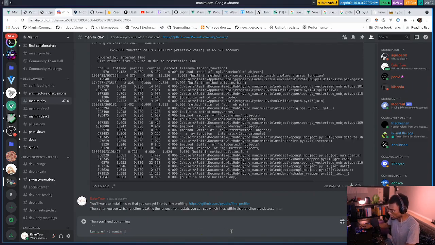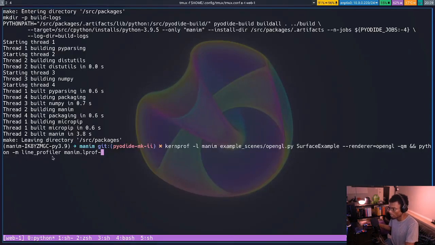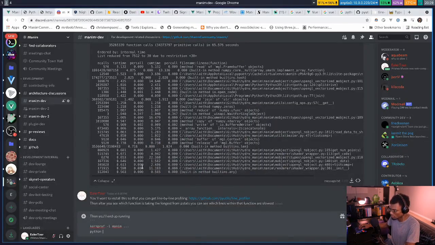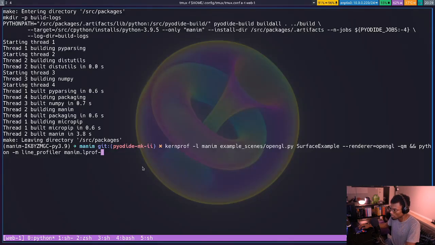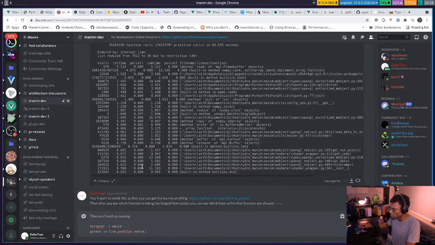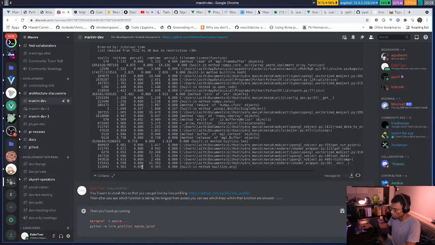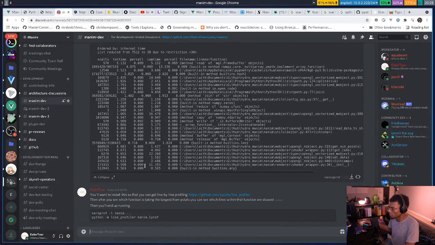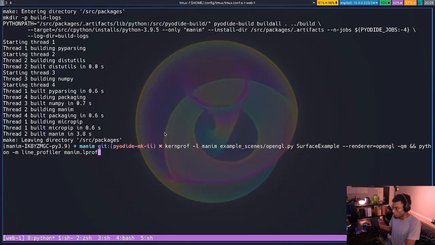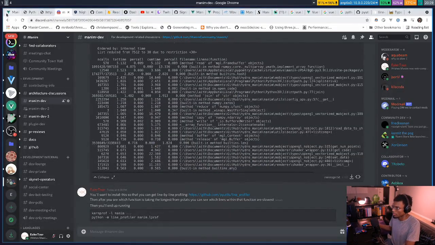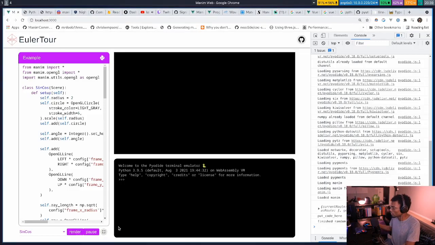I'll just put dot dot dot here. And then Python -m line_profiler. Dash m. I guess it goes to Manim .lprof by default. Cool. So that'll give you more detailed stuff.